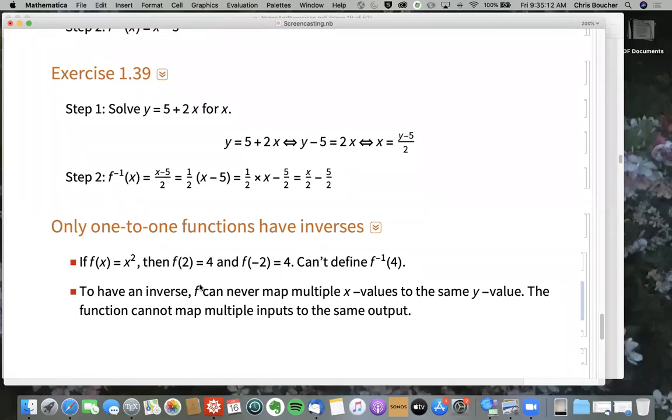In order to have an inverse, a function can never map multiple x values to the same y value. And that's what's happening here, right? I have the x value 2 and the x value negative 2, both getting mapped to the same y value, 4.